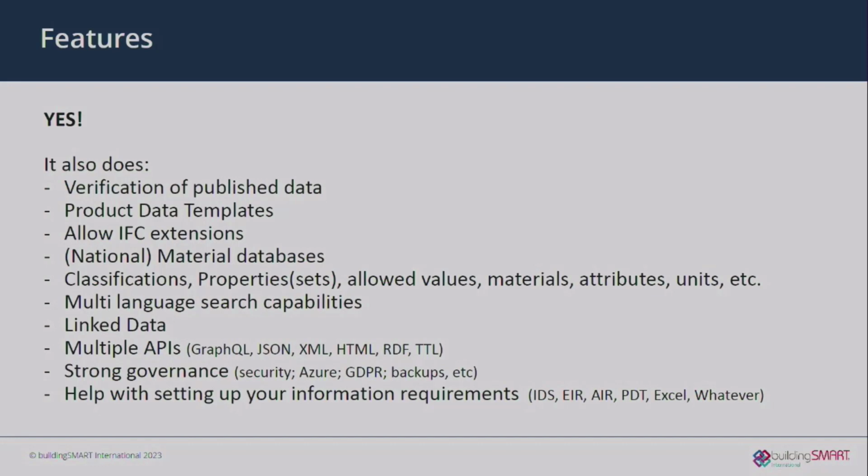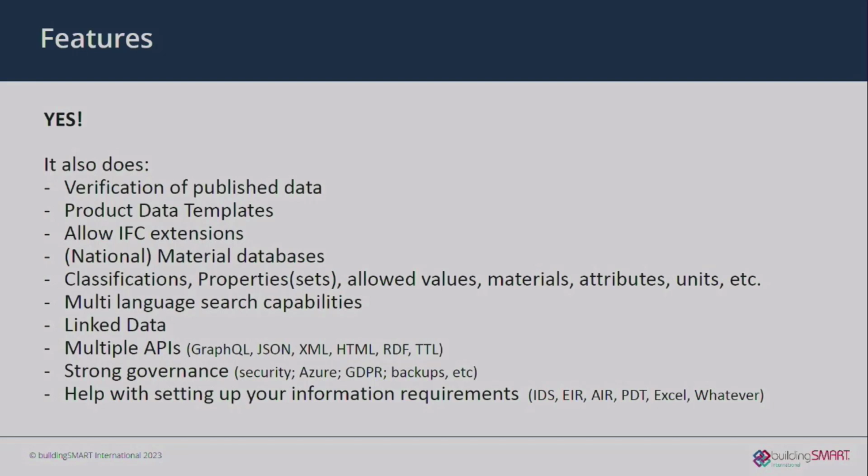We can publish national material databases. In general, we can do classes, classifications, property sets, allowed values, materials, attributes, units, and a lot of these product data template attributes as well. Multi-language search capabilities, linked data is cool. We have multiple APIs for those who are interested in that, even a GraphQL interface. We have triples, RDF. I should also emphasize that there's a very strong governance. Like I said, there's 2 ISO standards that are at the base of this. But the governance is also really focused on adding value in practice to get this up and running.